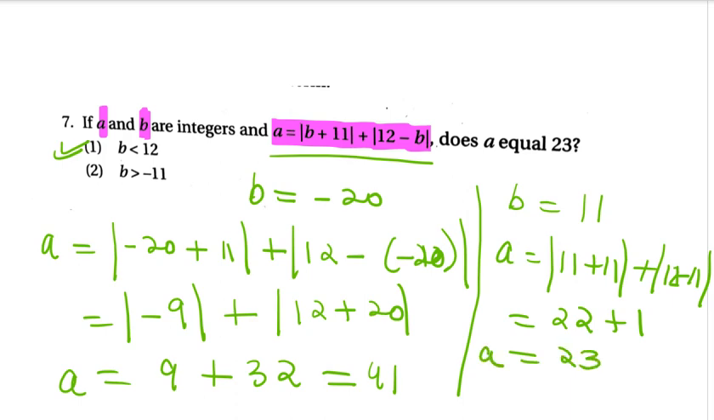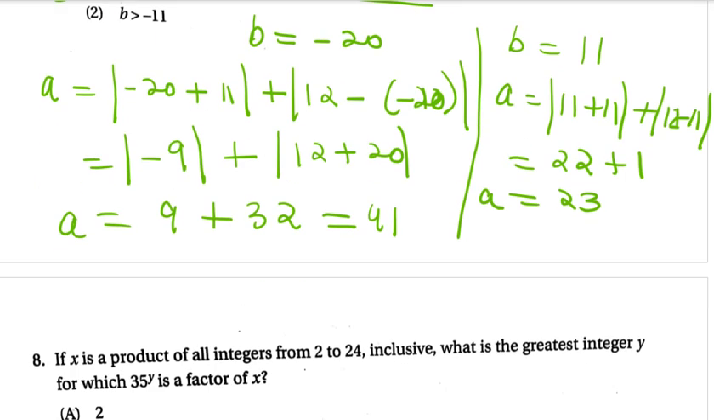Now is this sufficient? It cannot be sufficient. Why? Simply because at one value of B I am not getting a 23 for A, and at another value of B I am getting a 23 for A. Now let me see if the second condition is sufficient.